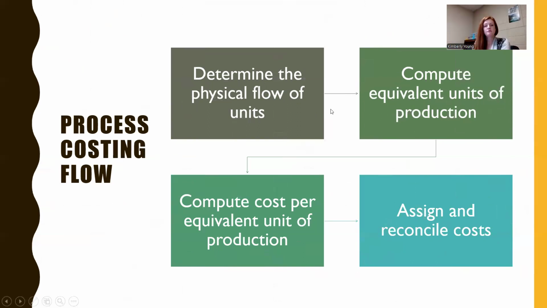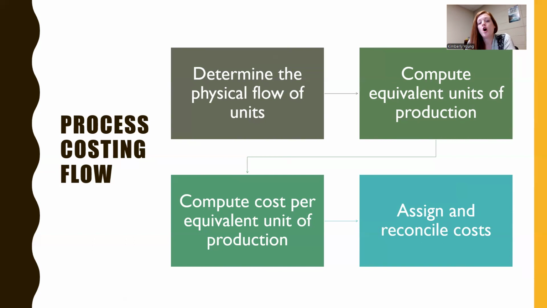So here's how the process goes. We determine the physical flow. The tennis ball needs the materials. It goes from core to felt to packaging. We figured out the exact physical flow. Then we figure out how many equivalent units of production there are. How far along are they? We've got 10,000 units, but none of them are done. They're all 60% complete. Well, then we figure out that's like having 6,000 equivalent units of production. It's almost like we've completed 6,000. It's kind of a tricky concept.